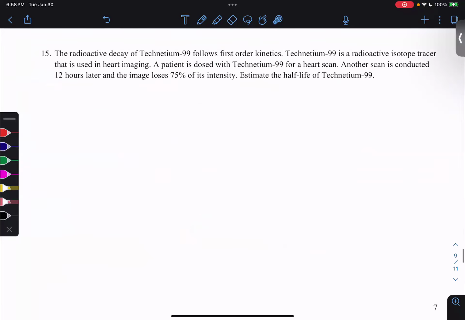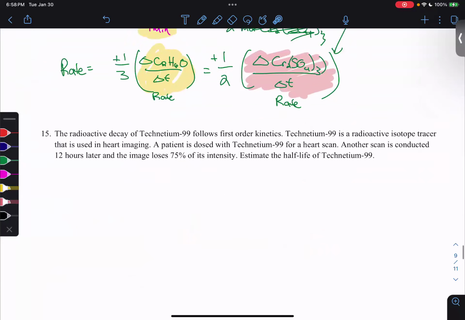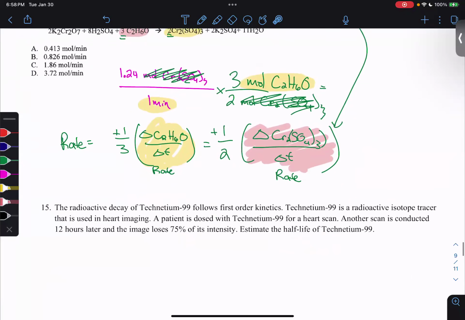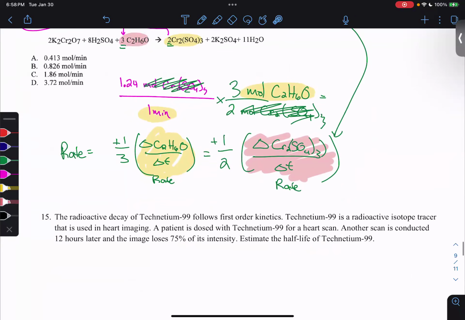Okay, so let's do 15. This equation just confused. I got like 1 billion questions on homework just for this question. I don't even know why we teach it. Just use stoichiometry. Okay, I'm not saying why do we teach kinetics.